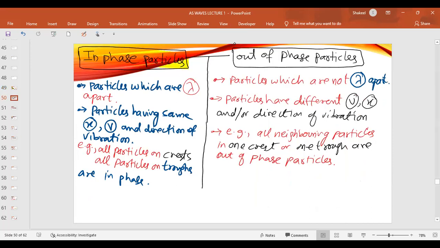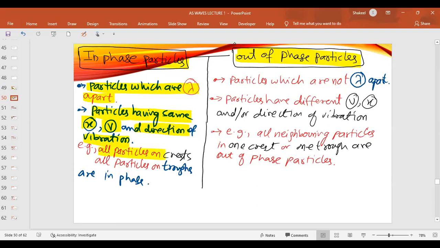Based on this knowledge, there are two types of particles: in-phase particles and out-of-phase particles. In-phase particles are those which are lambda apart from each other, one wavelength apart, or its multiples: 2 wavelengths, 3 wavelengths, 4 wavelengths. In-phase particles have the same displacement, the same speed, and the same direction of motion or vibration. So in-phase particles are actually identical particles.